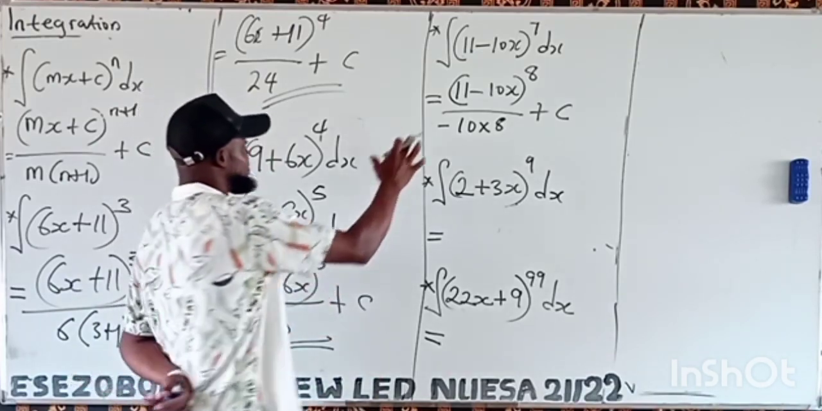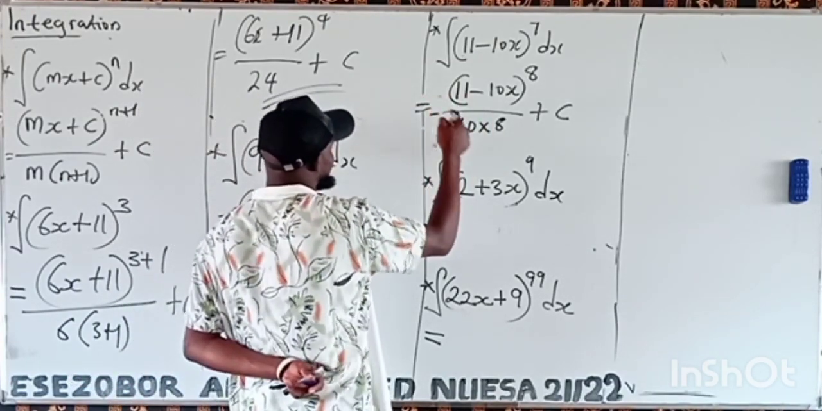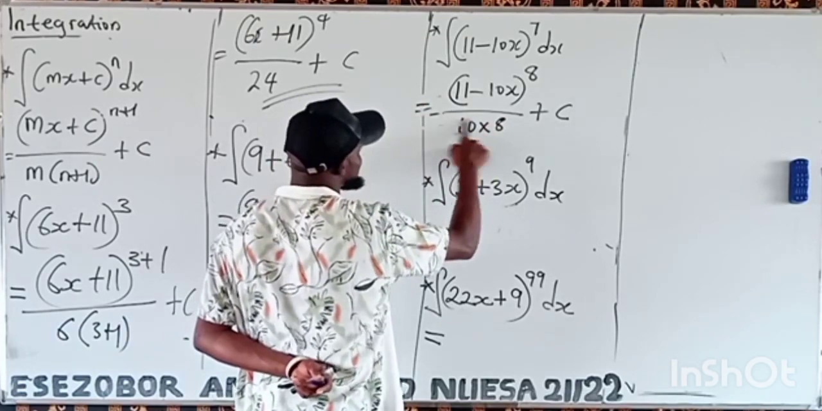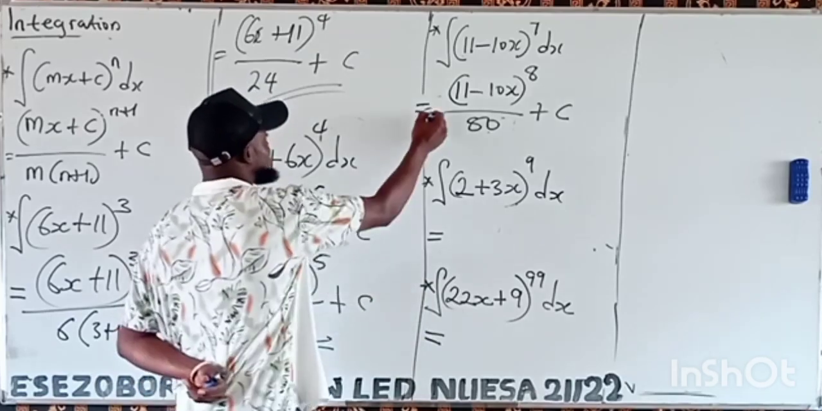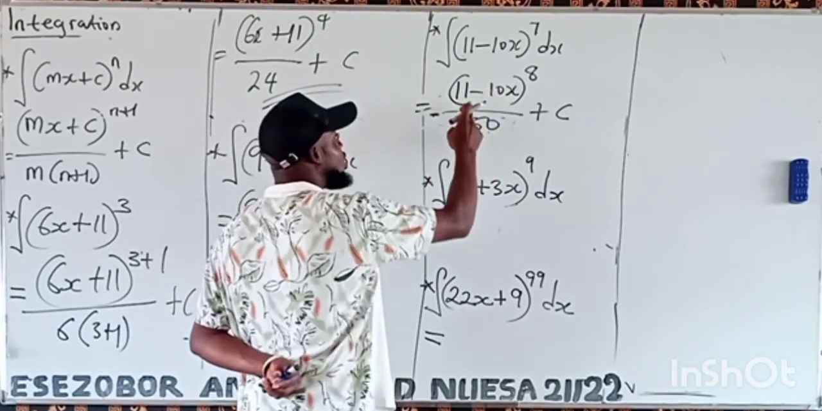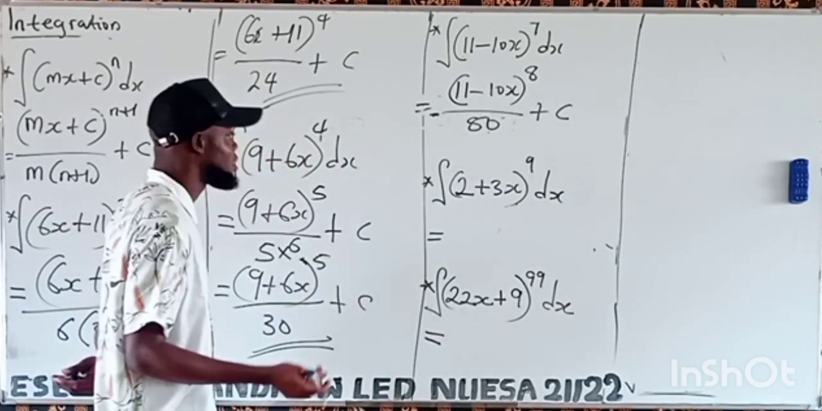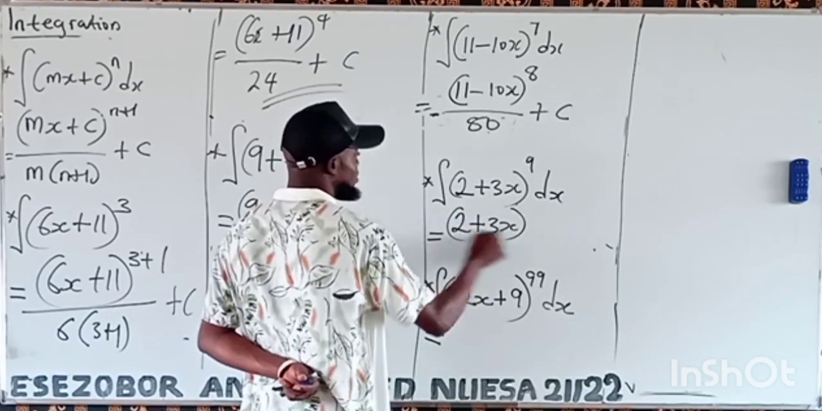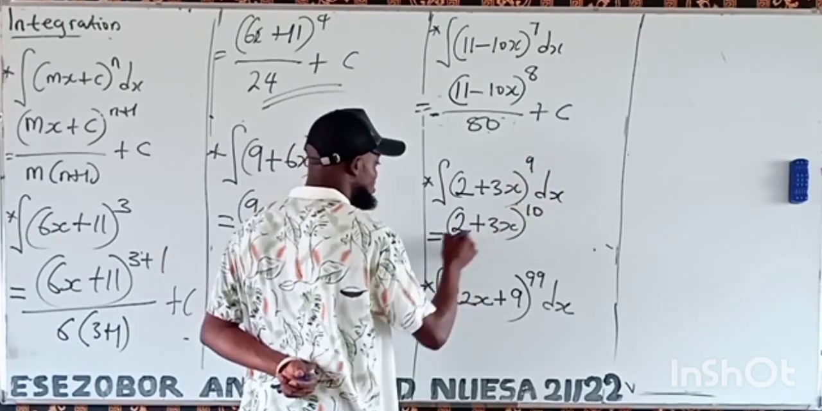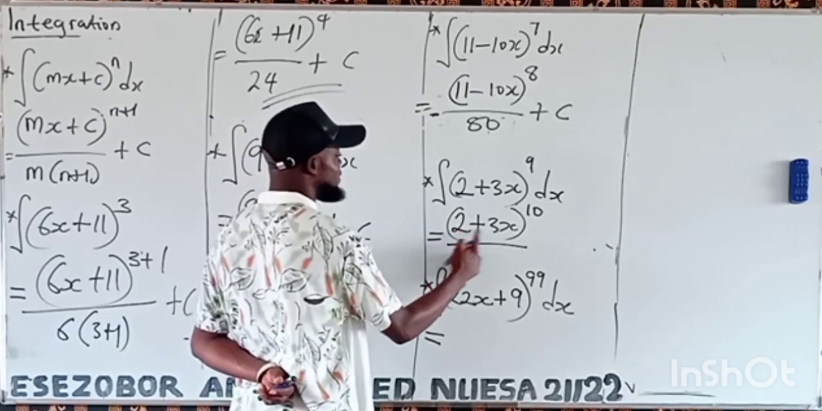That's what we have. If you multiply it, the minus goes to this side, and 10 times 8 will give us 80. It will be minus, because if you differentiate this, you're going to have minus 10 as well. So if you do this for (2 plus 3x), add 1 to the power and you're going to have power 10, over... now, what is the coefficient of x here? Is it 2 or 3? The coefficient of x is what?